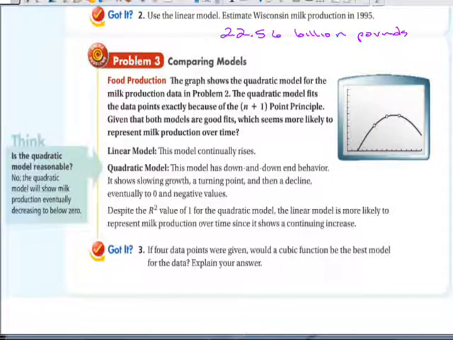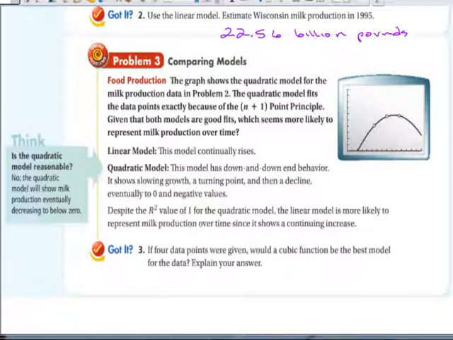Here, the graph shows the quadratic model for the milk production in problem 2. The quadratic model fits the data points exactly because of the n plus 1 point principle. Given that both models are good fits, which seems more likely to represent milk production over time? The linear model constantly rises. The quadratic model has a down and down end behavior. It shows slowing growth, a turning point, and then a decline, eventually to 0 and negative values.